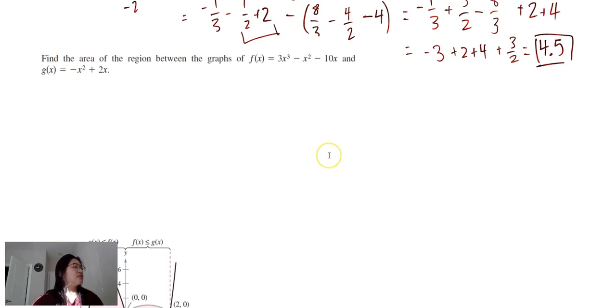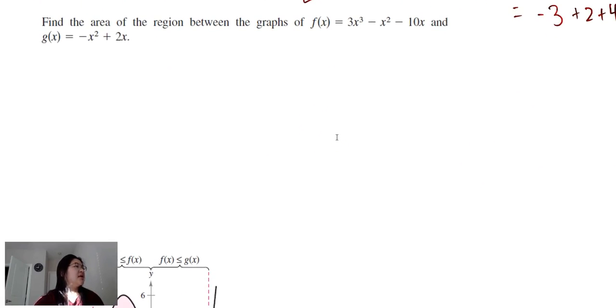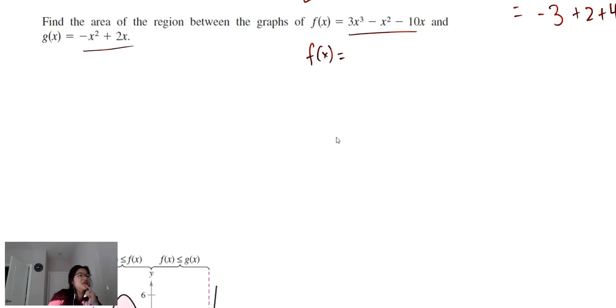Alright, so how are we going to find the area between the graphs of f of x equals 3x cubed minus x squared minus 10x and g of x equals negative x squared plus 2x? Well, this is cubic. This is cubic, and this is quadratic. And it seems like, well, we can factor this, right? We have f of x is x times 3x squared minus x minus 10.